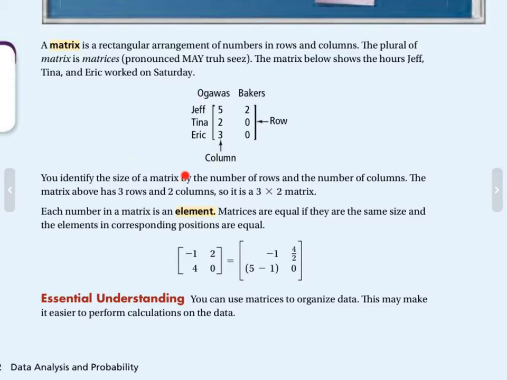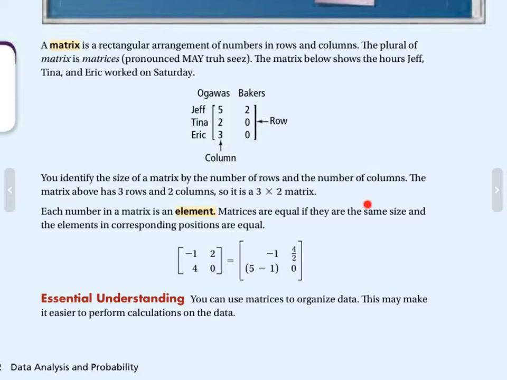You identify the size of the matrix by the number of rows and columns. The matrix above is 3 rows, 2 columns, so it's a 3 by 2. So again, we list rows first, then columns. So 3 by 2. Each number in a matrix is an element. So 1, 2, 3, 4 elements in this one.